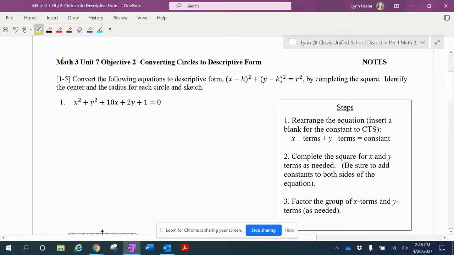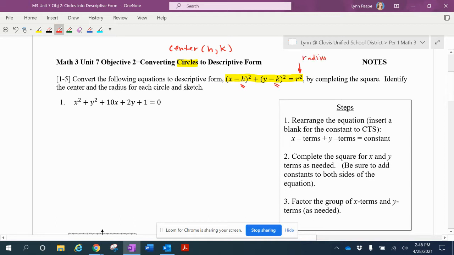So for Math 3, Unit 7, Objective 2, we're still going to be working with circles. And this is our equation that we're familiar with from Objective 1. As a review, just a reminder that the center of our circle is the value (h, k). So we look to see what we are subtracting from x and what we are subtracting from y. And then we look at this number value, and that will help us find our radius, right?